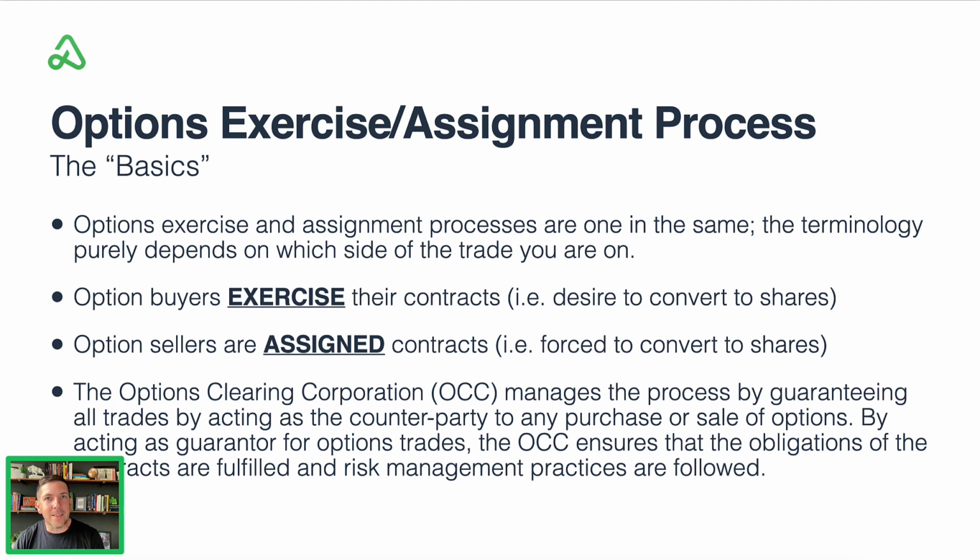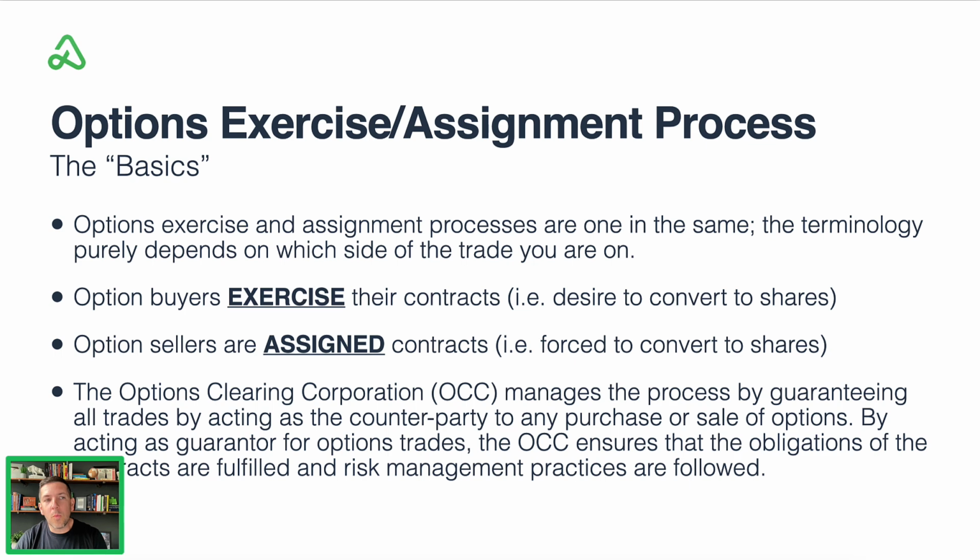Now on the other side, and this is where traders are mainly concerned, is the assignment side of it. As an option seller, you get assigned contracts. Remember, if you're an option seller, you are selling an option contract, you're collecting a premium, and you're giving up your right to convert that option contract. That means the other person on the other side of that trade, not that exact person, but a random person on the other side, could exercise their contract and then assign that contract to you, which means you're forced to convert your contract to shares.